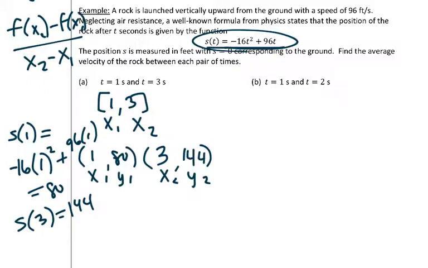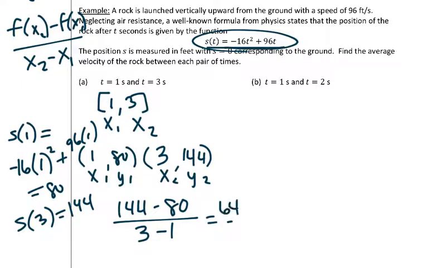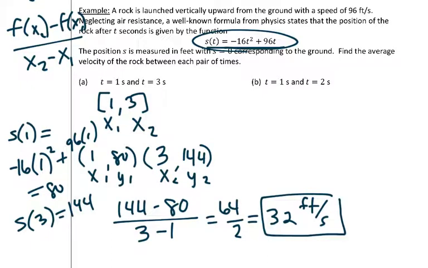And then from here, we're going to calculate the average velocity. Like I said, it's very similar to the slope formula. So we're going to do y2 minus y1 over x2 minus x1. In this case, it's going to be 144 minus 80 over 3 minus 1. And what do I get? 64 over 2, which gives me 32. And what are the units here? 32 feet per second. So that is the average velocity from when time is 1 second to time of 3 seconds.